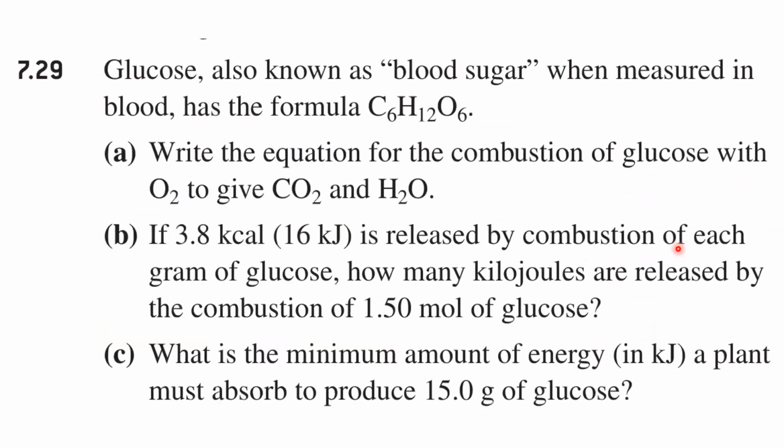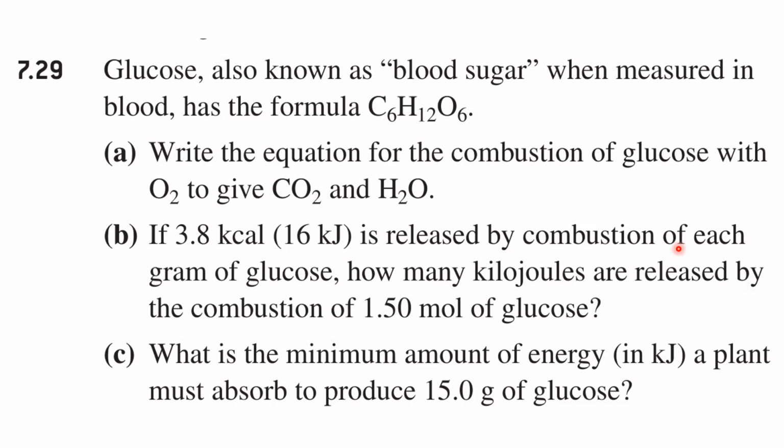Okay, then we're going to jump to 29. Glucose, also known as blood sugar, when measured in blood, has the same formula as every hexose, which is C6H12O6. Now, we're asked to write the equation for the combustion of glucose with oxygen to give CO2 and H2O. Does anyone need me to? So let's see, 29C. Okay, so you guys good with the idea of how to do 29A, right?